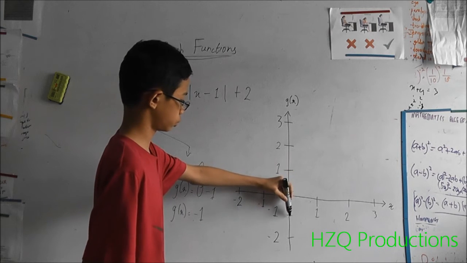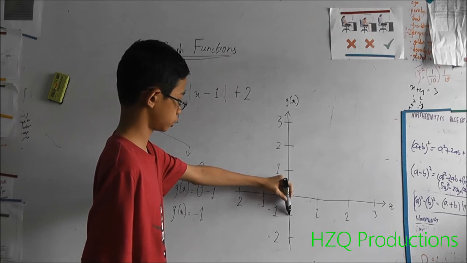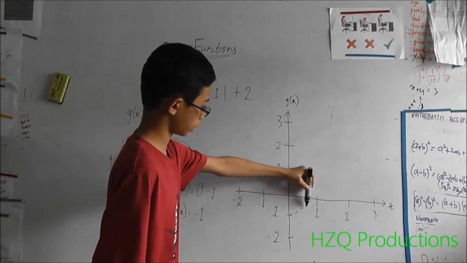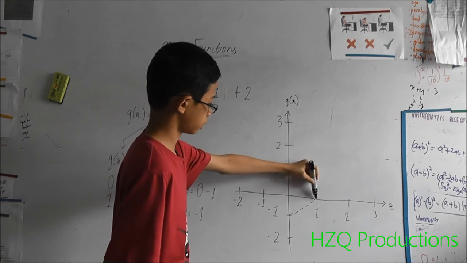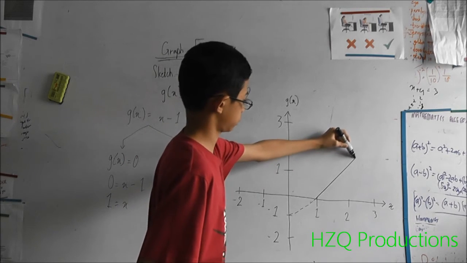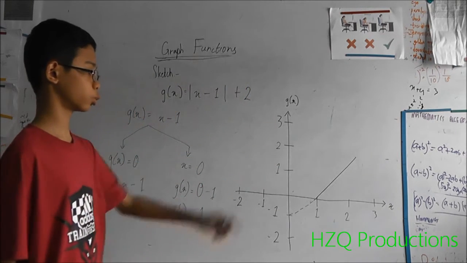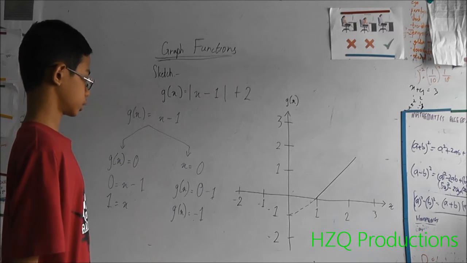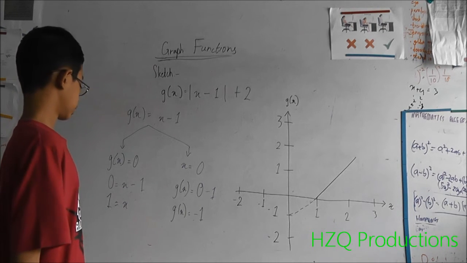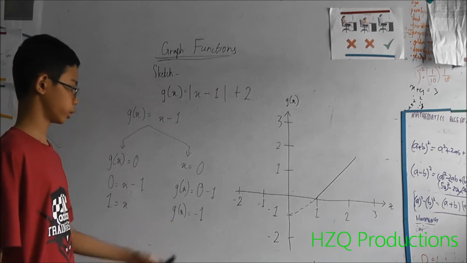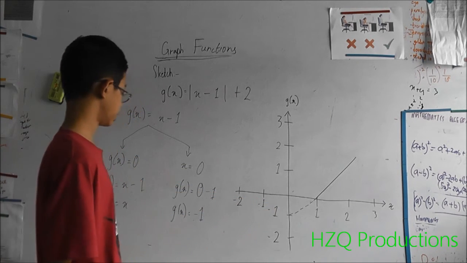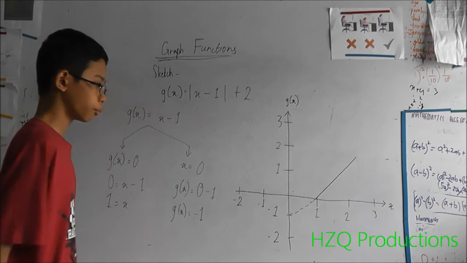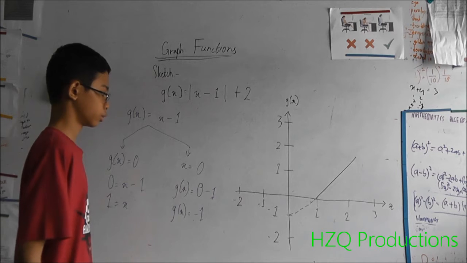So what should we do? You need to make sure you make a dotted line, and then we'll go all the way like this. You don't have to go all the way up. So as you can see, g(x) is negative 1, so it started here. And x is going to be 1, so we put it here. But we're not done with this.